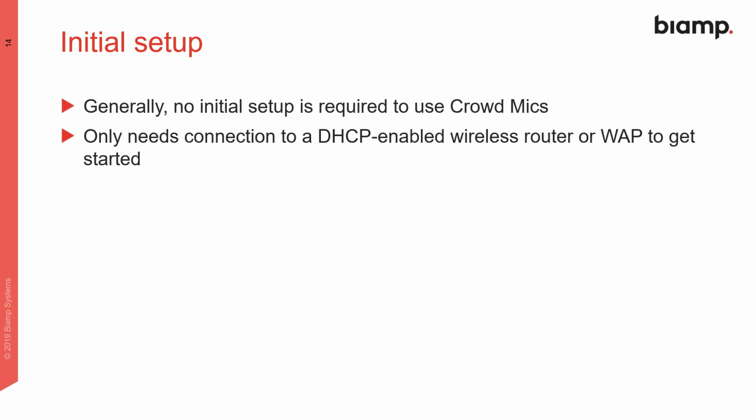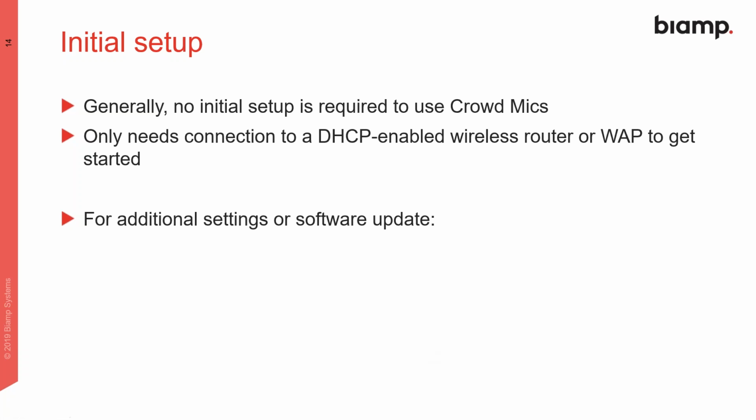Most CrowdMics demos actually that are running out there in the field are done with the same type of $100 ASUS router. It's a consumer product. It only creates a wireless network, provides a DHCP address to the Atom, and we're good to go. So that's the minimum requirement to just get CrowdMics running.